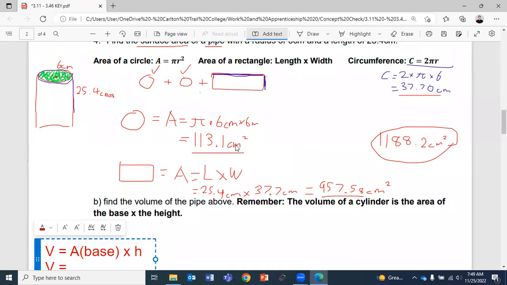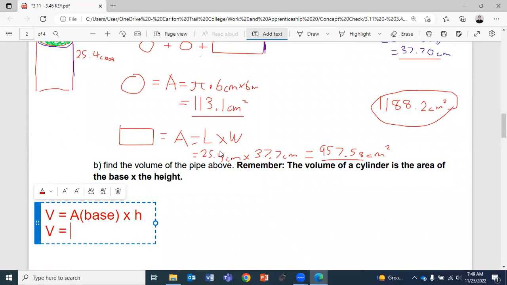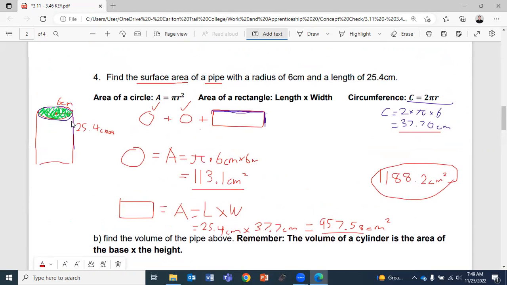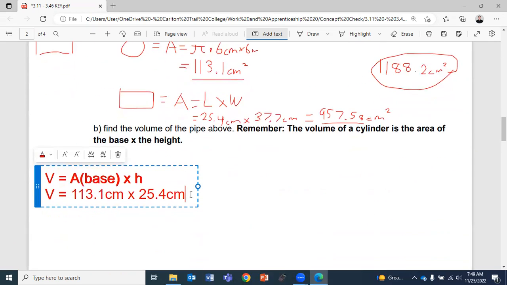So the area of my base, I've already established that. It's 113.1 centimeters squared. It's just the area of my circle here, right? So the area of my base, which is 113.1 centimeters squared, times height, which is now 25.4 centimeters. Well, how come it's height? You used it as length up here. I used it as length for my rectangle, right? But it's still the height of the can.